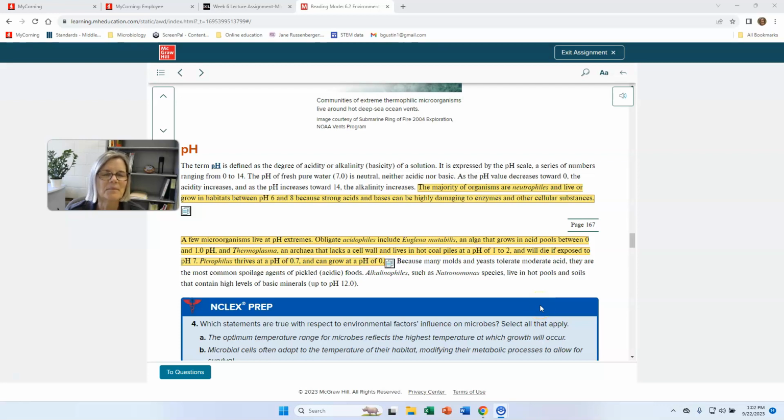Hi everyone. I'm continuing on section 6.2, environmental conditions that influence microbial growth. And just wanted to talk about a couple more environmental conditions. One is pH. And we talked a little bit about pH already. We said pH 7 is around neutral. Human blood is 7.35 to 7.45.